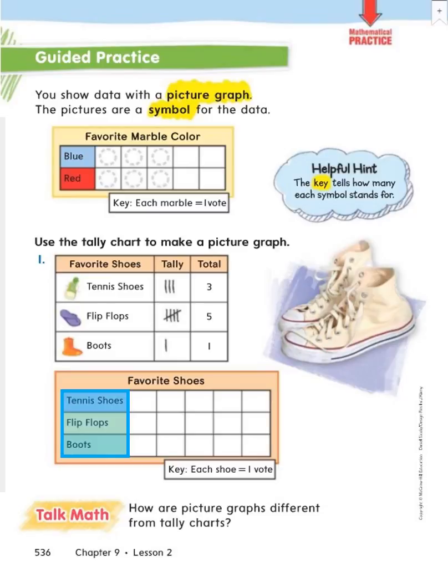Okay, so if you look at that blue box, it still says tennis shoes, flip-flops, boots. All of the information is going to be the same. Now, in the tally chart above, there were 3 people who liked tennis shoes. I'm going to use a shoe instead of a tally mark this time. So 1, 2, 3. How many am I going to put in the next row for flip-flops? Pretty easy, right? 5.